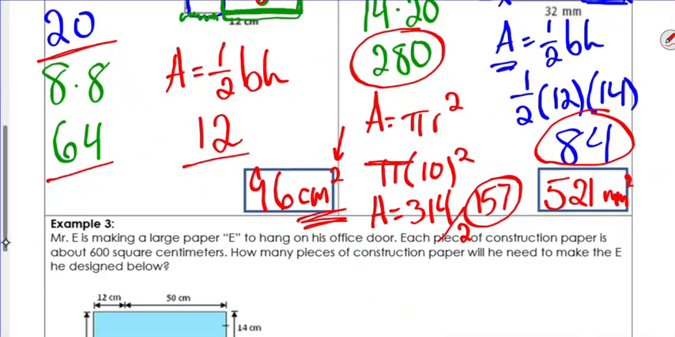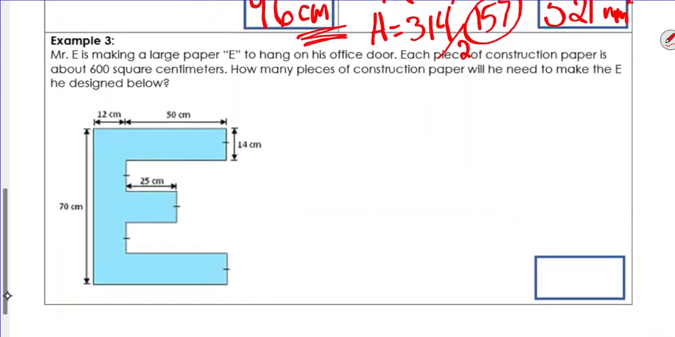Alright, so on number 3, Mr. E is making a large paper E to hang on his office door. Each piece of construction paper is about 600 square centimeters. So each piece is 600 square centimeters. How many pieces of construction paper will we need to design the E below? So first off, we need to figure out how big this thing is. And then we're thinking about how many of these it will take to cover the whole thing.